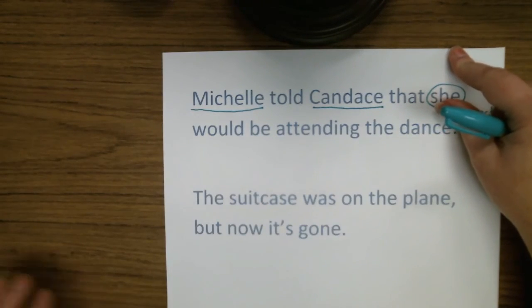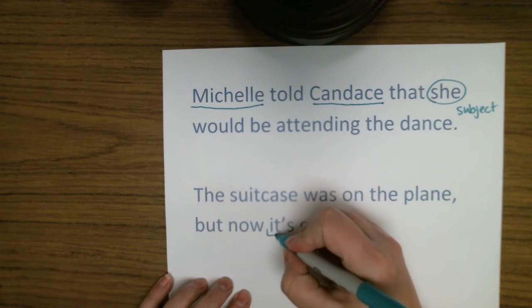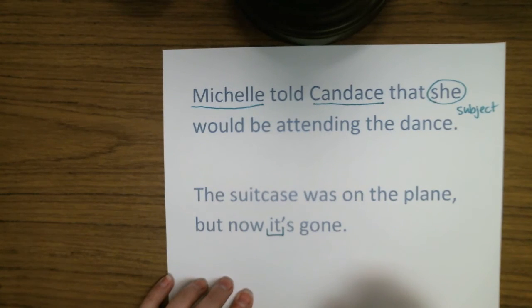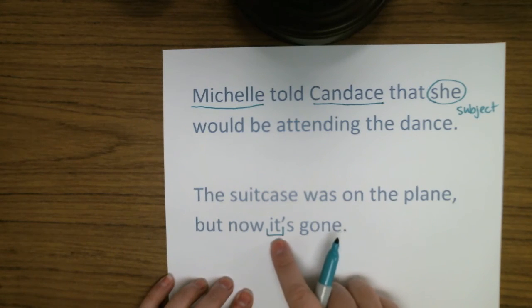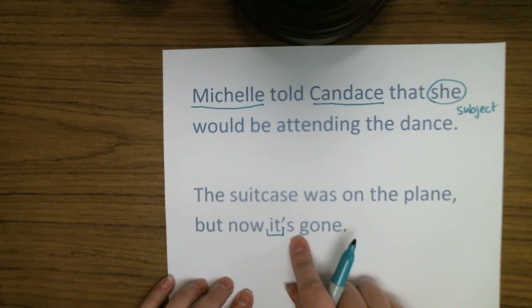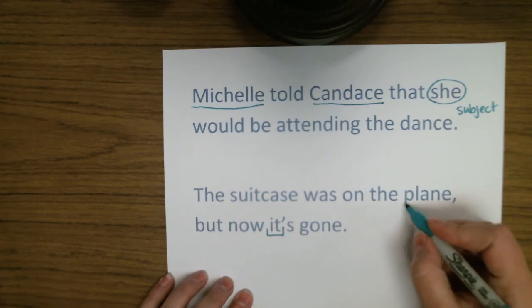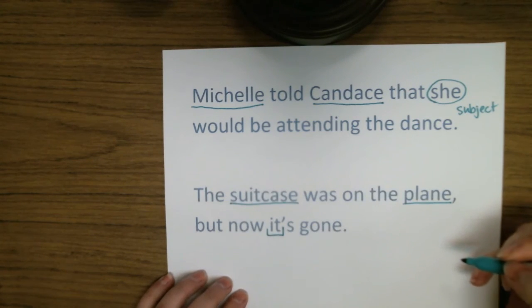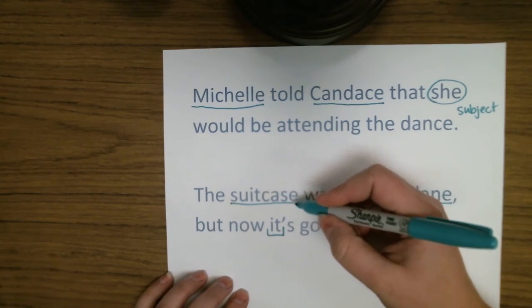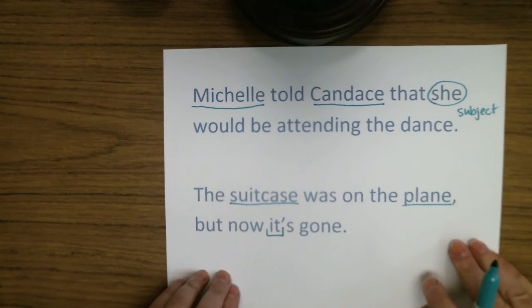Here's another example. The suitcase was on the plane, but now it's gone. What's my pronoun? It's the subject pronoun it, referring to an item without gender, right? So a thing instead of a person. It is gone. It's not the possessive it, its, without an apostrophe. What is it referring to? Again, I have two possibilities. It might be referring to the plane. It might be referring to the suitcase. Based on the context, it would make most sense if I were referring to the suitcase being gone, but it's also a possibility that the plane is gone, and that's why I can't find the suitcase. So my antecedent isn't clear, and because of that, my sentence isn't clear.